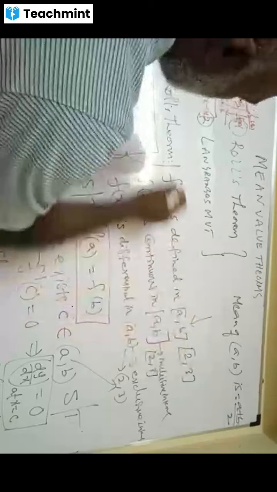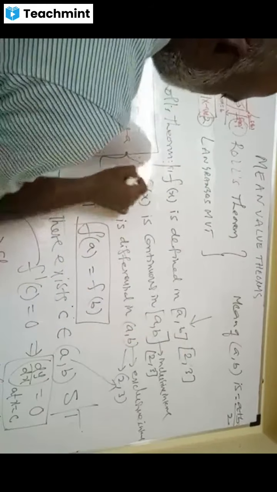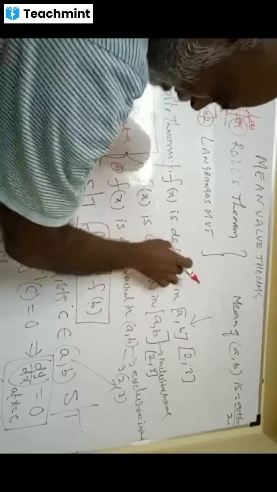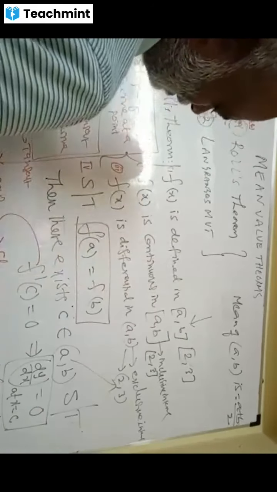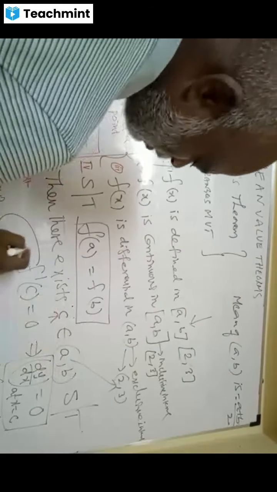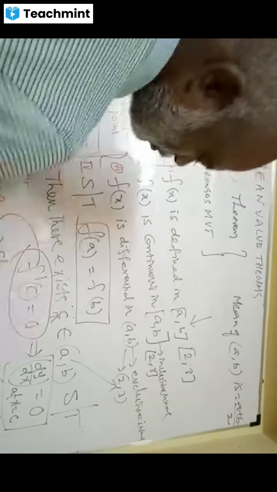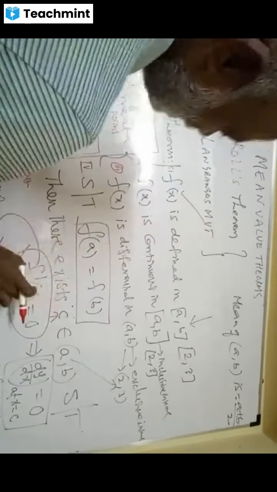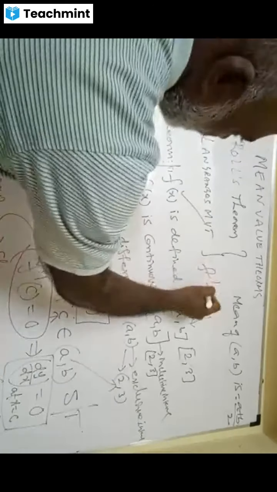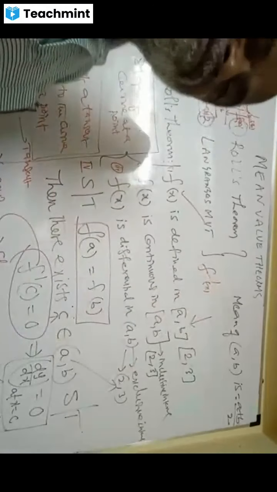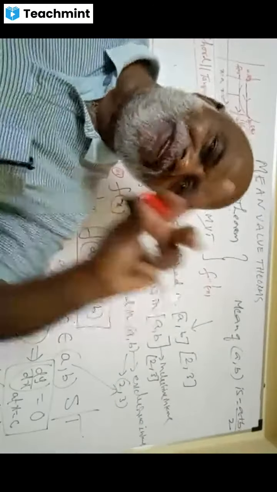Please just note down these points. Number 1, number 2, number 3, number 4. If all these 4 are satisfied, then there exists a C between A and B. You need to find the C. How do you find that C? By equating f dash c equal to 0. How do you find f dash c? Take this function, differentiate f of x, you get f dash x. Once you get f dash x, replace x with c, you get f dash c. When you equate f dash c to 0, you will get a c value.